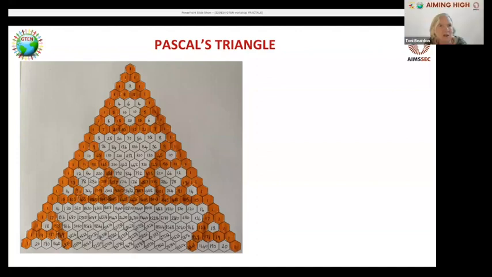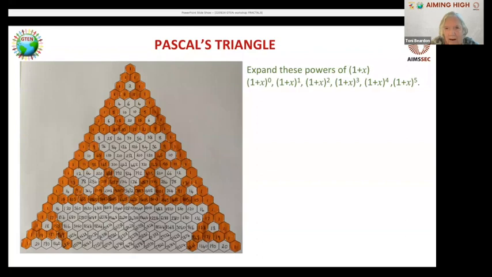What I do when I use this with a class is, once they've done it with the smaller grid, I then give them a grid that goes down to a bottom line of 1, 20, 190, 140, and so on. And they do it as a group then, and it's a lovely activity.